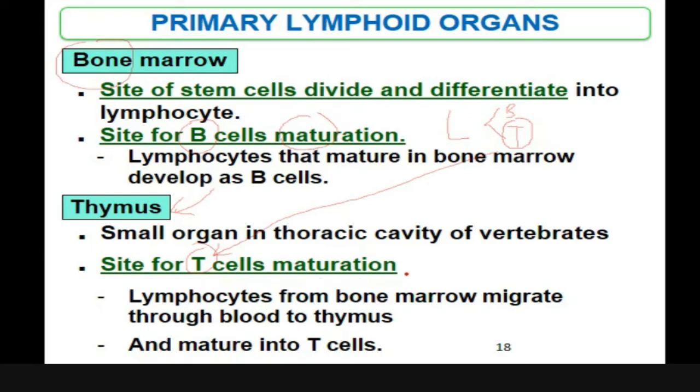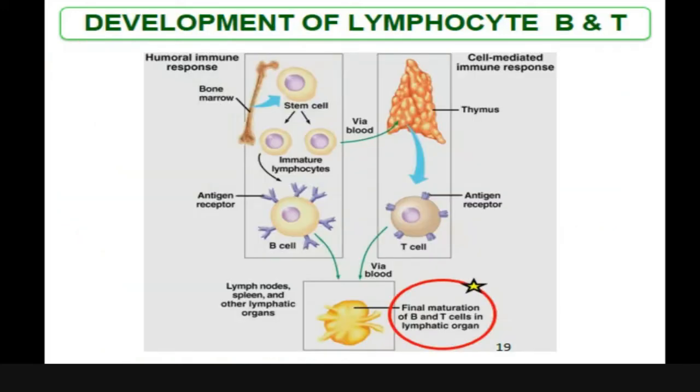Kena faham both are produced in the bone marrow. But then for lymphocyte T, it will travel to the thymus and mature in the thymus. Thus, it will be called lymphocyte T. Lymphocyte B and lymphocyte T, even though they are involved in the same immune response, their mode of action is different. Different, cara dia berbeza.